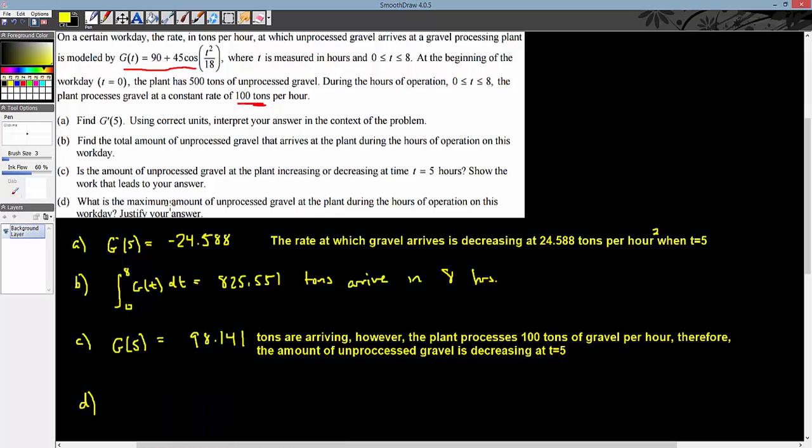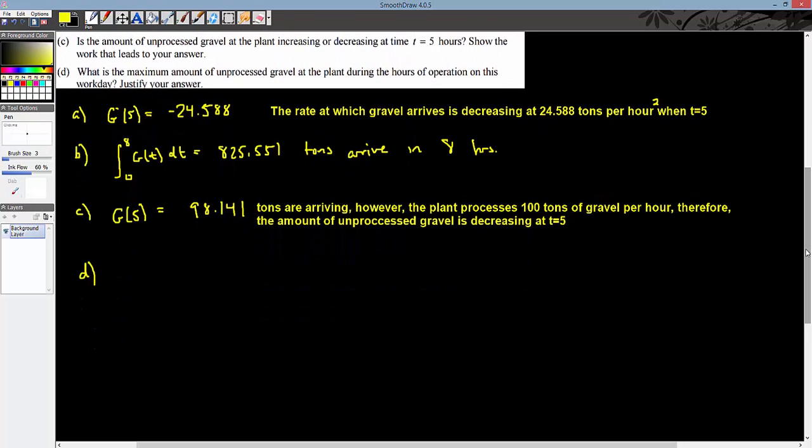And so when we talk about the maximum amount of unprocessed gravel within the hours of operation, what we're really dealing with is actually an optimization problem. So I want to look at how much gravel when time equals 0, which is when the plant first opens. Time equals 4.9238, and then when time equals 8.